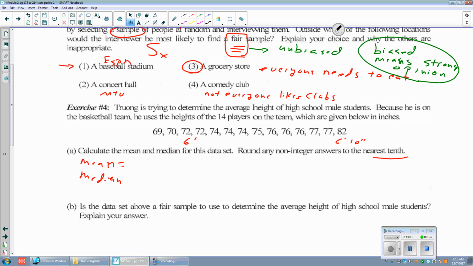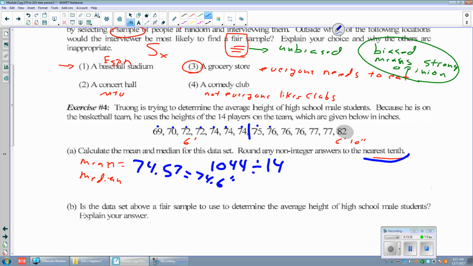Remember, if our answer is bigger than the largest number, if it's bigger than 82, we made a mistake. Add them all up, hit equals, then divide by 14. So they add up to 1044, divide it by 14, comes out to be 74.57, but it says round to the nearest tenths, so that equals 74.6 inches. The median is the middle number, 1, 2, 3, 4, 5, 6, 7. It's right there, 1, 2, 3, 4, 5, 6, 7.